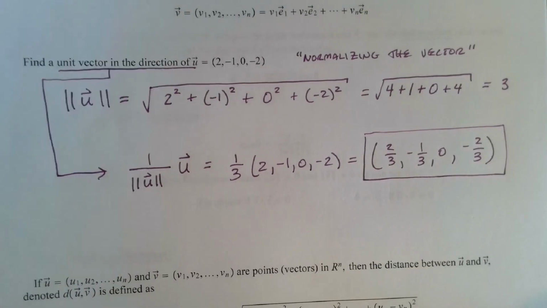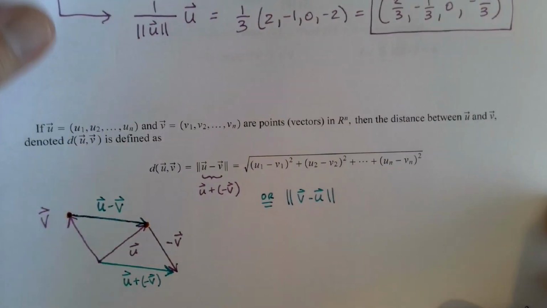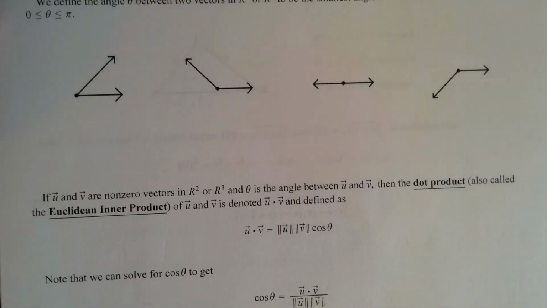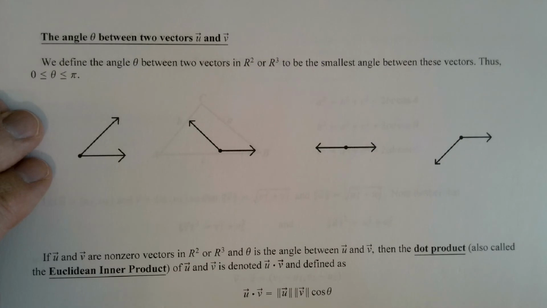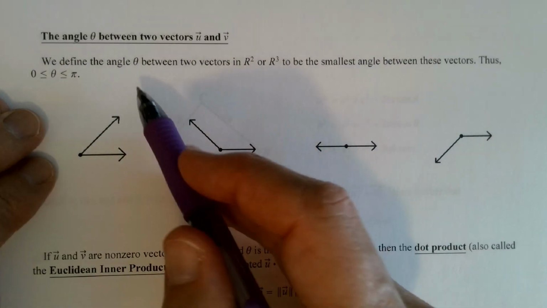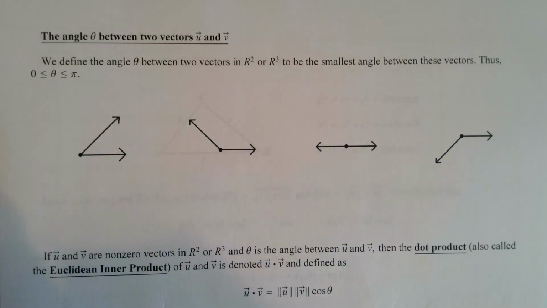We've talked about the norm and we've talked about the distance between points. Now we're going to talk about something known as the dot product. Some of you are familiar with that, and I've already mentioned the dot product, but we want to develop this a little bit. First of all, we start in 2 and 3 space. We can define the angle theta between two vectors, and by that we mean the smallest angle between these vectors.